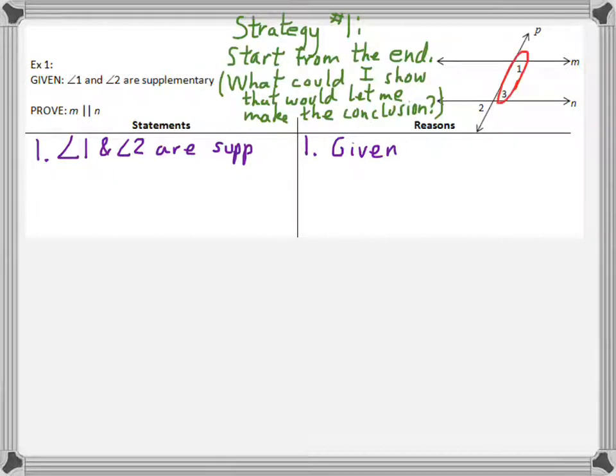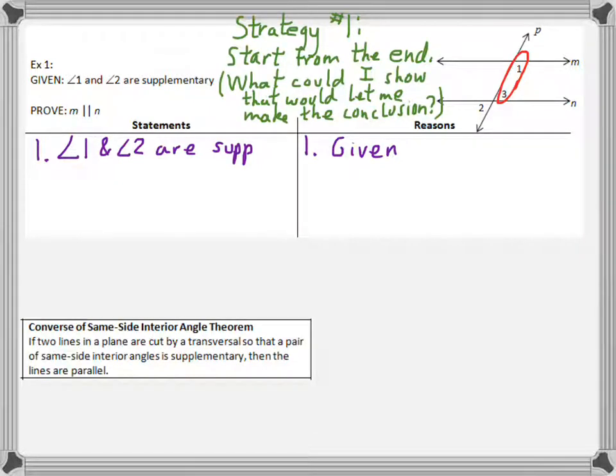Angles 1 and 3 have a special relationship between lines M and N. They're same side interior angles. So if I look at the list of postulates and theorems, I find the converse of the same side interior angle theorem: if two lines in a plane are cut by a transversal so that a pair of same side interior angles is supplementary, then the lines are parallel. So I can put at the end of the proof, if I know that angle 1 and angle 3 are supplementary, then that could lead me to my end goal of M being parallel to N.